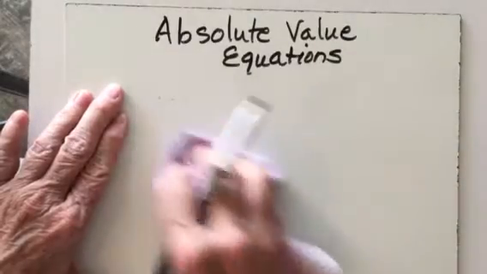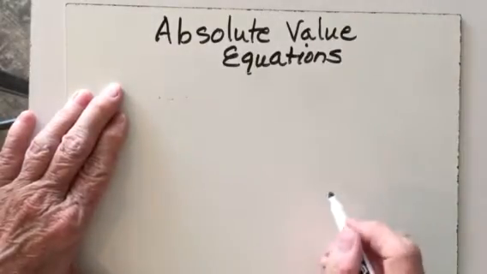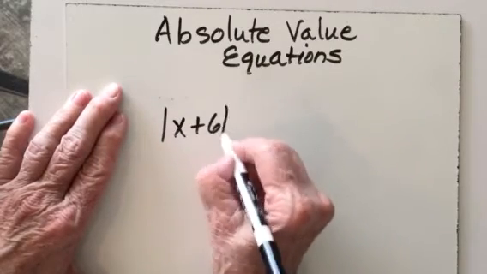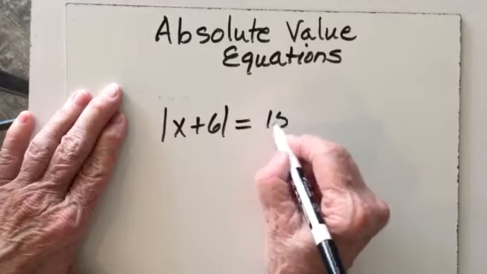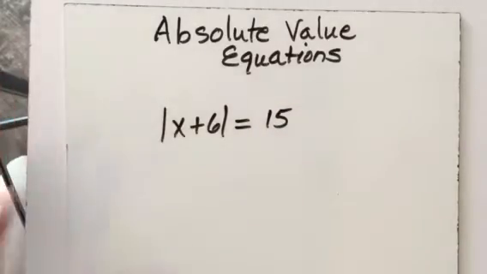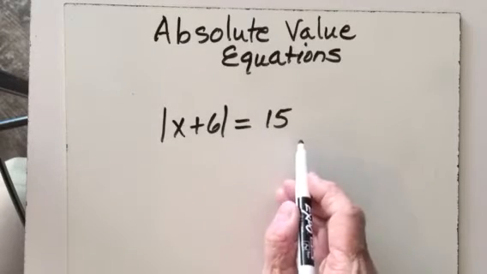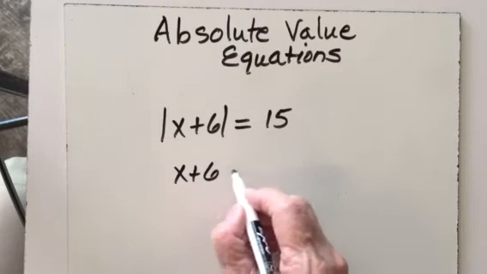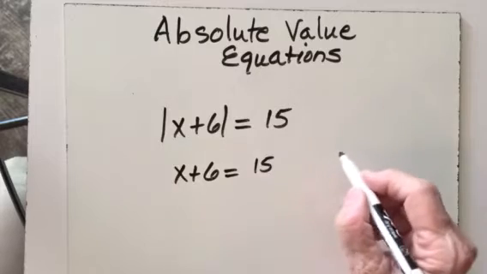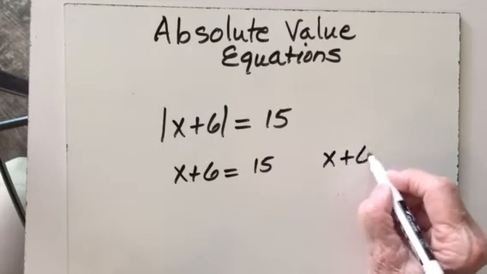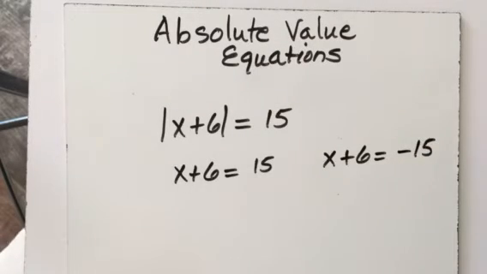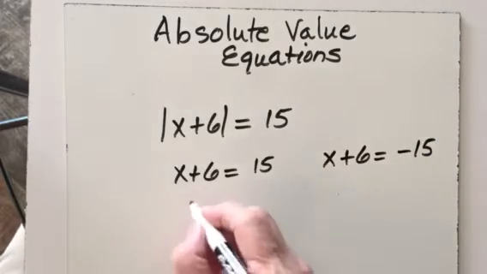Let me show you a couple of equations. So if we have the absolute value of x plus 6 equals 15, in order to solve this, we're going to have two answers. We always will have two answers. So you take this equation and write it like this: x plus 6 equals 15, and x plus 6 equals -15. And now all we do is solve those two equations.